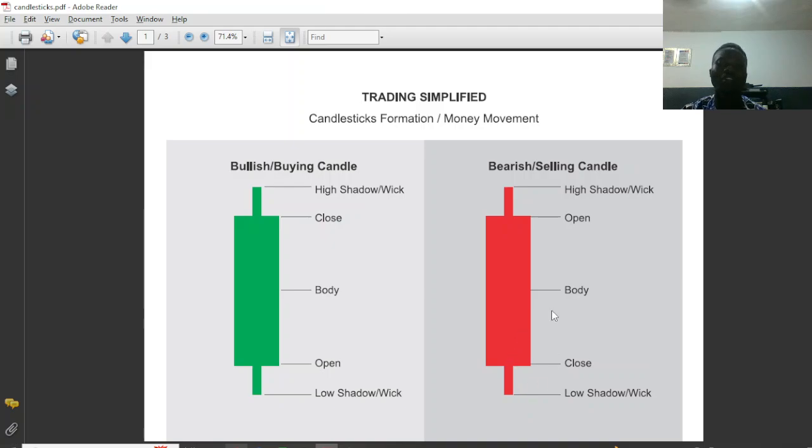In some charts, you may not see green and red candles, because it depends on the personality of the trader that is trading the market. Some traders change their charts to black and white, whereby the white could be the buying candle and the black candle could be the selling candle, or vice versa. Do you understand now? This is the interpretation of the candlestick. This is the money movement in the financial markets.